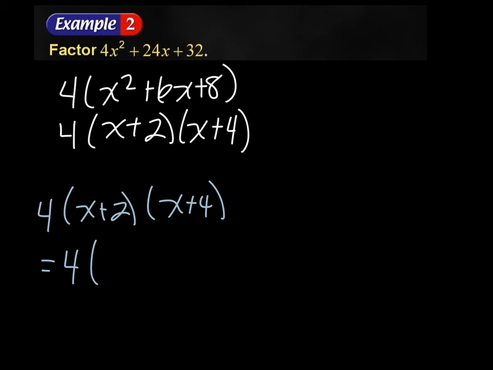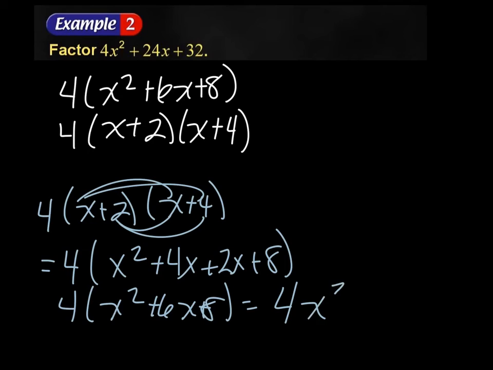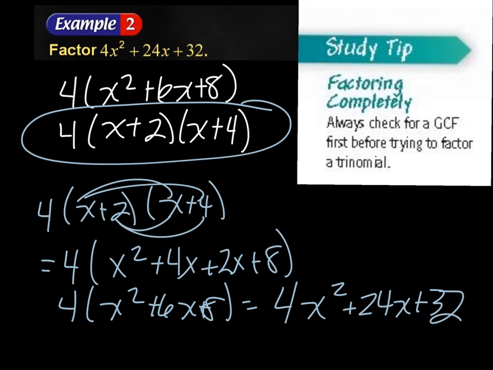So I'm going to distribute those two first, x squared plus 4x plus 2x plus 8. Combine my like terms, x squared plus 6x plus 8. And if I distribute my 4, I have 4x squared plus 24x plus 32, which is what I started with, so I'm happy with my answer. This is a great tip. Always check for a greatest common factor first before trying to factor a trinomial, because if you can find one, life is good, it comes out well.